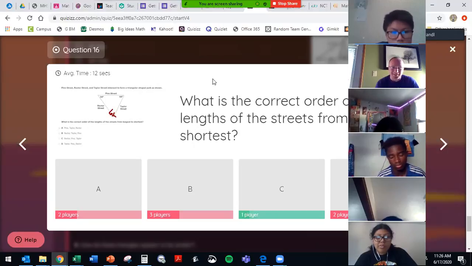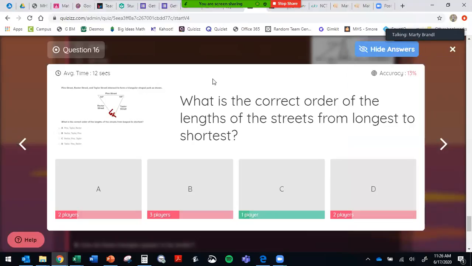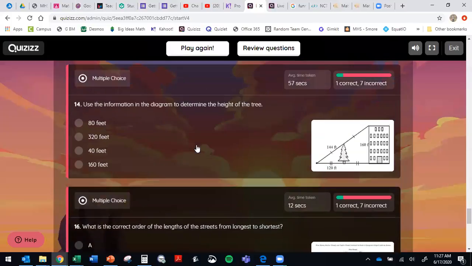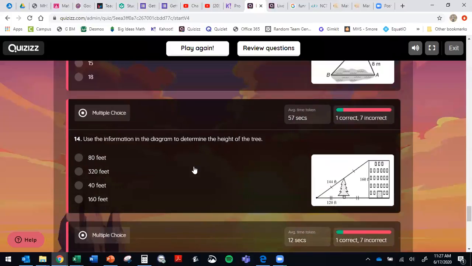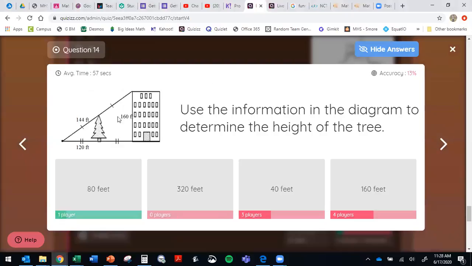Okay. All right. Next up. And I won't go crazy detailed on every one of these, but we'll get the big idea. Okay, ooh, here's another fun one. It says use the information in the diagram to determine the height of the tree.